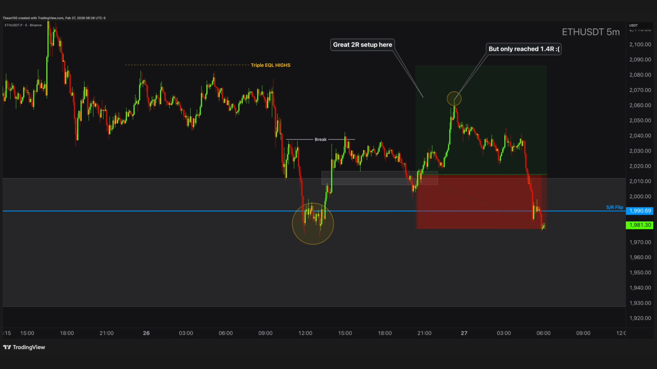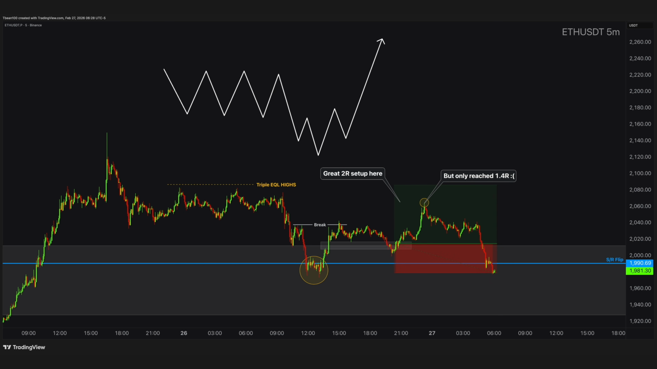As you can see, we almost reached a 1.5R gain, which means a solid profit on the trade. But the asset simply did not have enough strength or momentum to fully complete the move up to those triple equal highs.